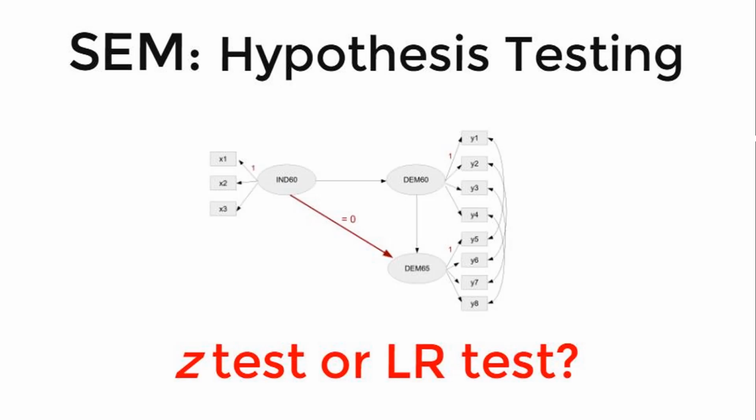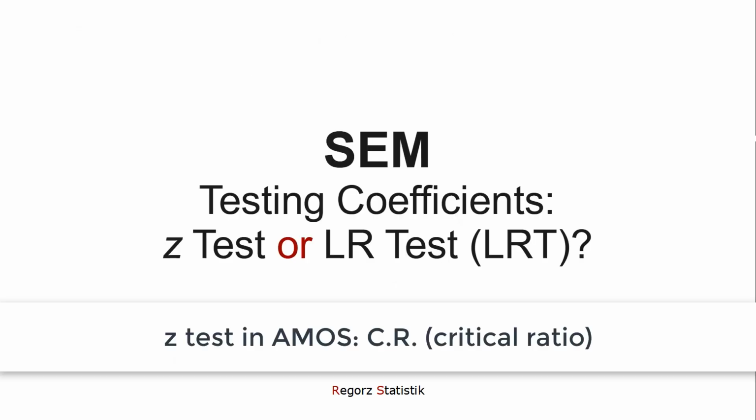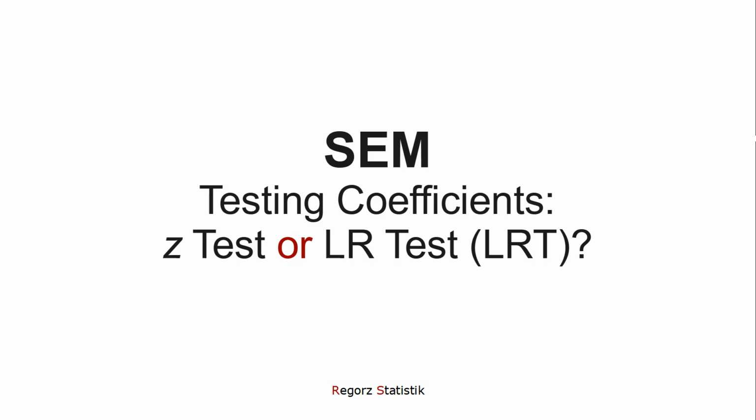Welcome to this tutorial about significance testing in an SEM model. If you run a structural equation model, you have different options how to test the significance of a path coefficient. You can use the z-test, which you get in the standard output, or you could use a likelihood ratio test or chi-square difference test. And in this video I'll show you why the z-test is highly problematic and how you should approach significance testing for an SEM model instead.